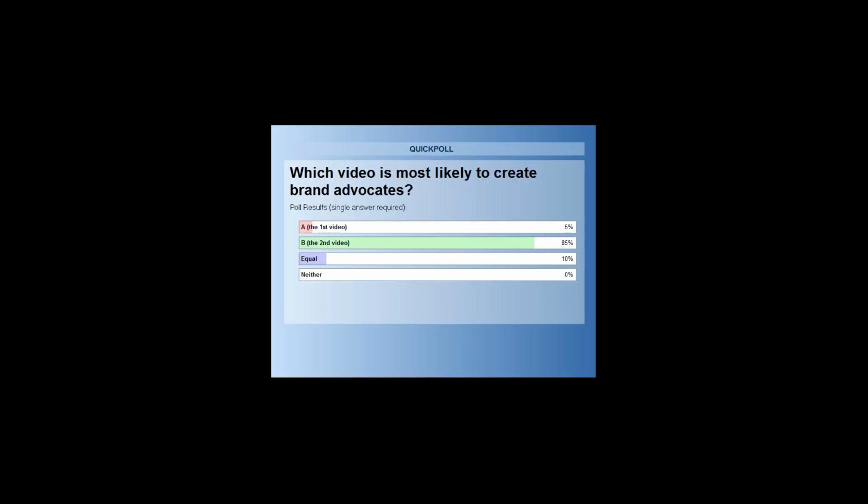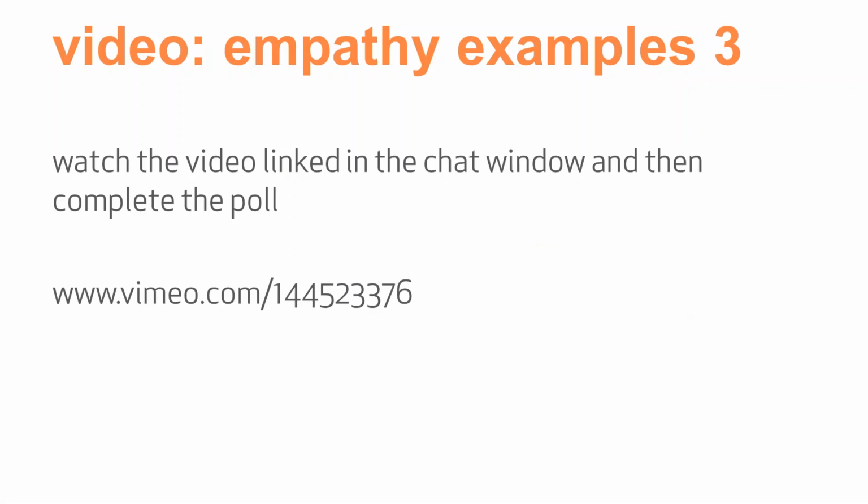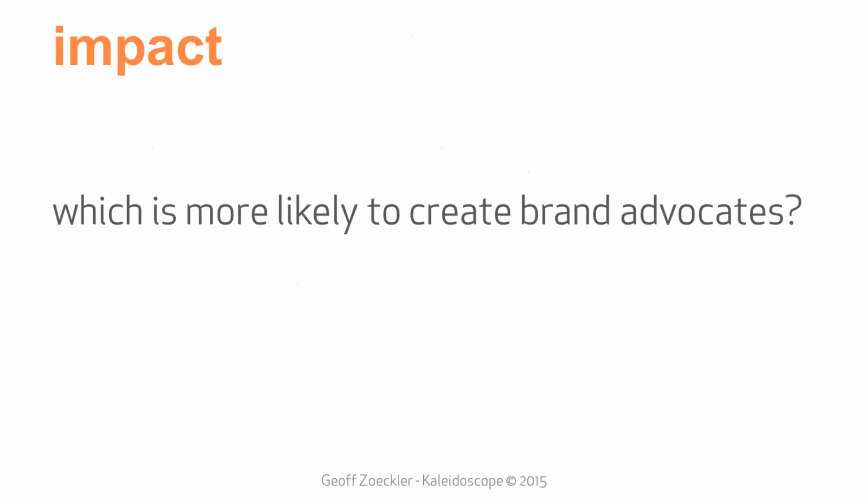Okay, so about 5% of the audience thought that the first video was more likely to create brand advocates, and 85% thought the second, and about 10% thought equal. And nobody chose neither, which meant that both ads were probably viewed as somewhat compelling and might create action. So the majority of folks thought that probably that second ad was more likely to create brand advocates.